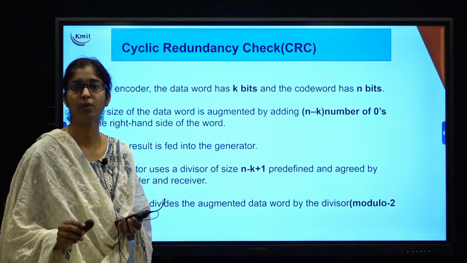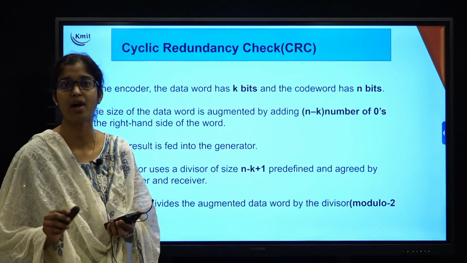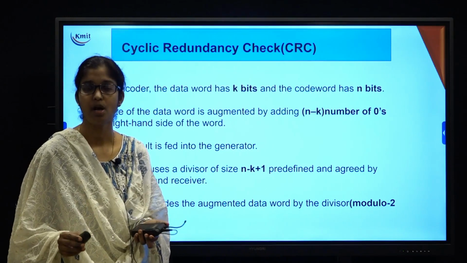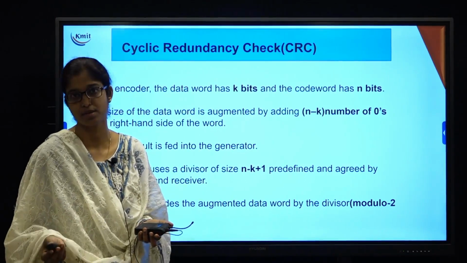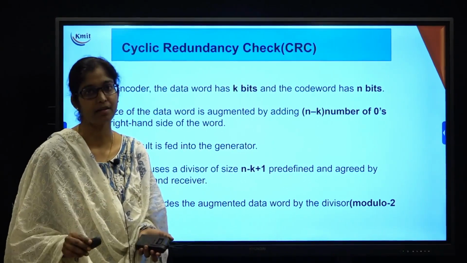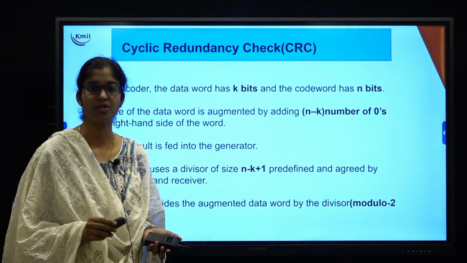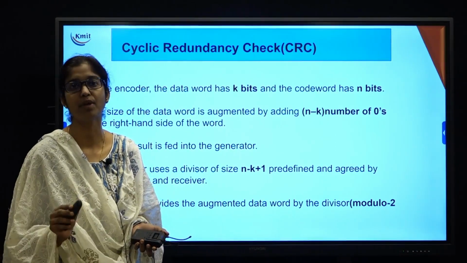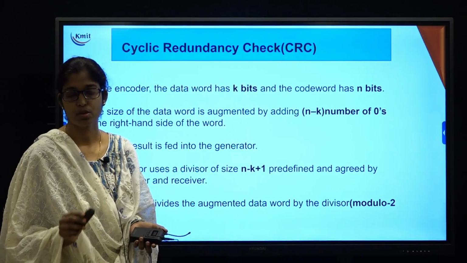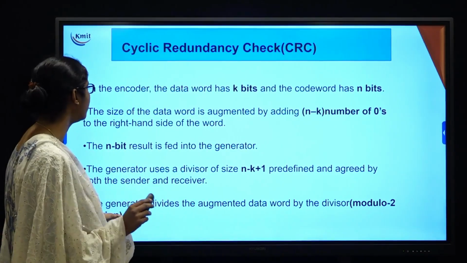I already told you redundancy is use of an extra information or extra binary bits for temporary purpose and later it is discarded. So here to provide error control, both in error detection and in error correction, we make use of some redundant or extra bits. So that is why we call it a cyclic redundancy check.